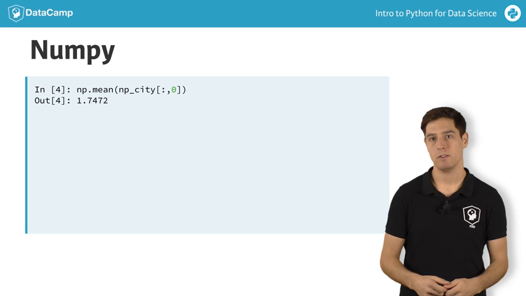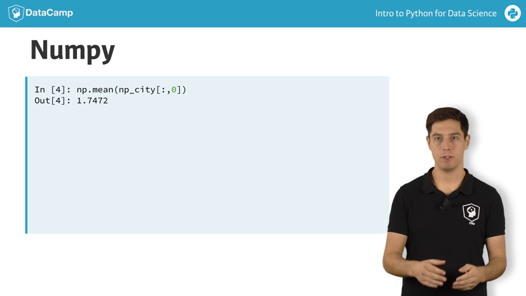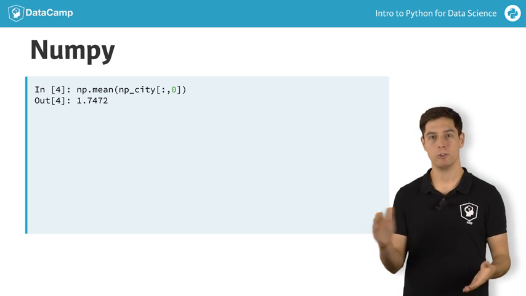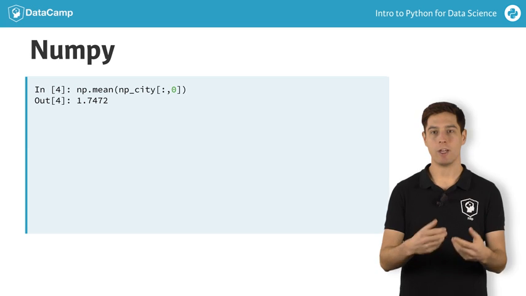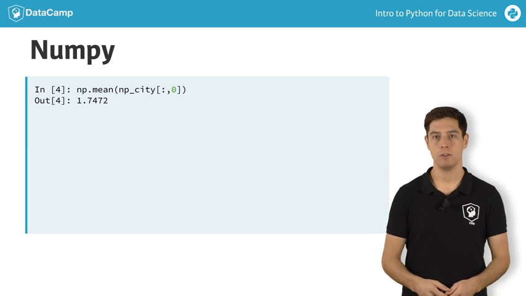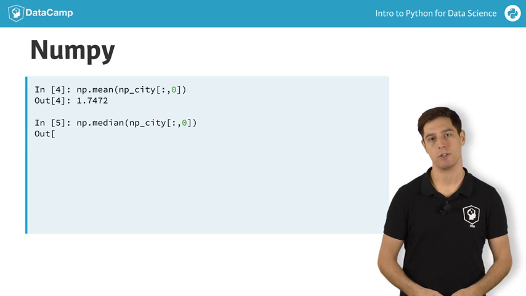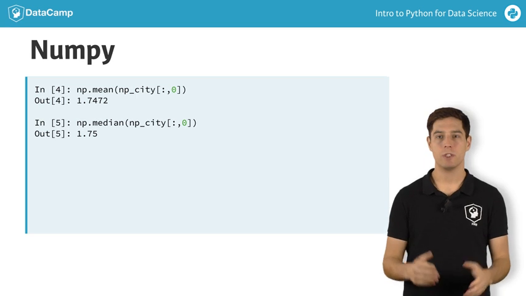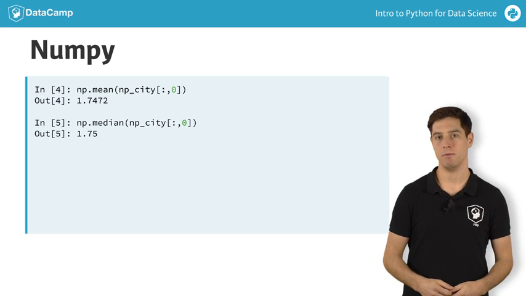What about the median height? This is the height of the middle person if you sort all persons from small to tall. Instead of writing complicated Python code to figure this out, you can simply use NumPy's median function. You can do similar things for the weight column in np_city.